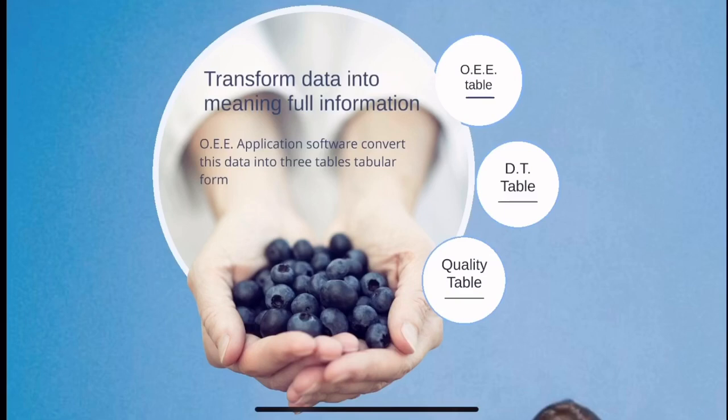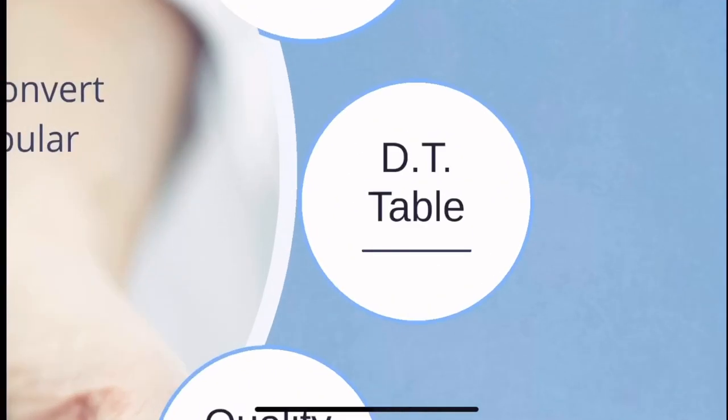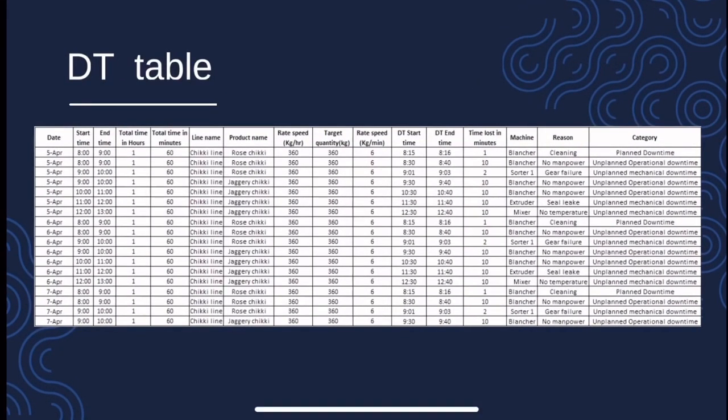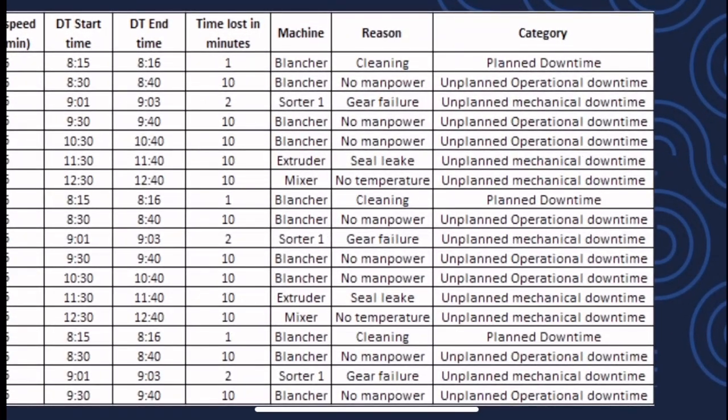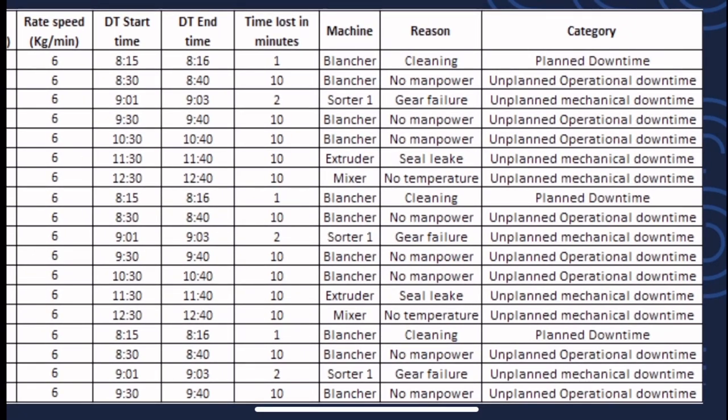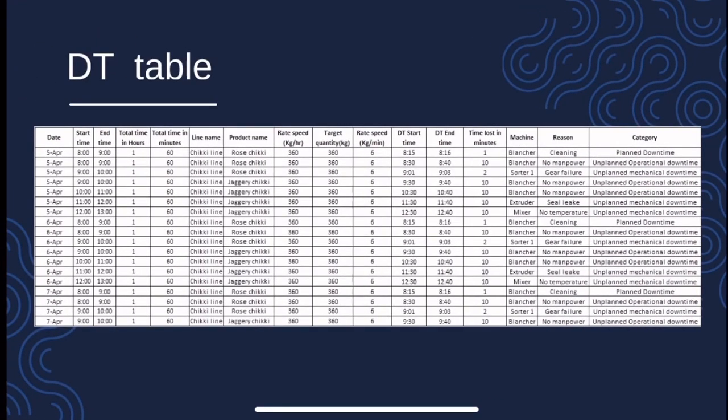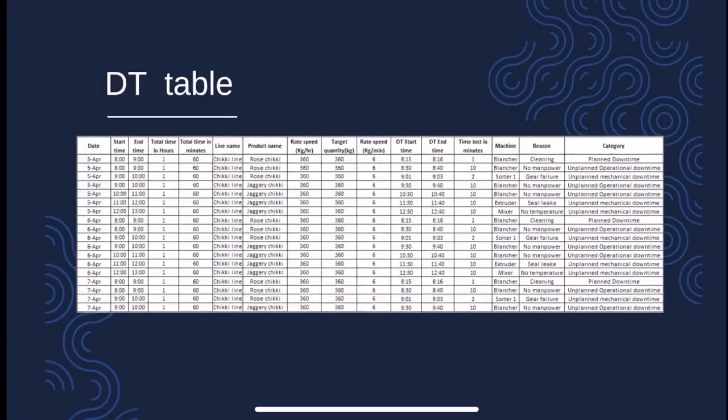Now we can see that there is another table, which is the downtime table. In the downtime table, we can see that the OEE application software has processed the data and stratified it according to the start time and end time of the downtime. Here we can see that all this information we have already entered, but it has joined another column, which is category. In the category, we have already defined categories as per the reasons. So this is an extra benefit of having an OEE application software.